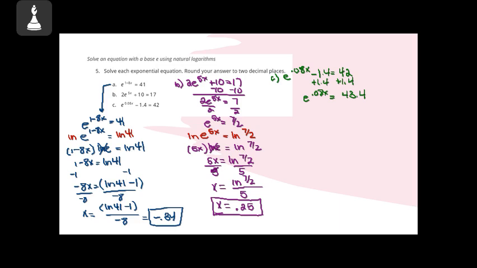So when I natural log this side, the exponent comes down. 0.08x times the natural log of e equals the natural log of 43.4. Natural log of e, easy, cancels out, turns to 1. So I have 0.08x equals the natural log of 43.4. So to get x by itself, I'm going to divide by 0.08. So x equals the natural log of 43.4, all divided by 0.08. And for this one, I got 47.13.